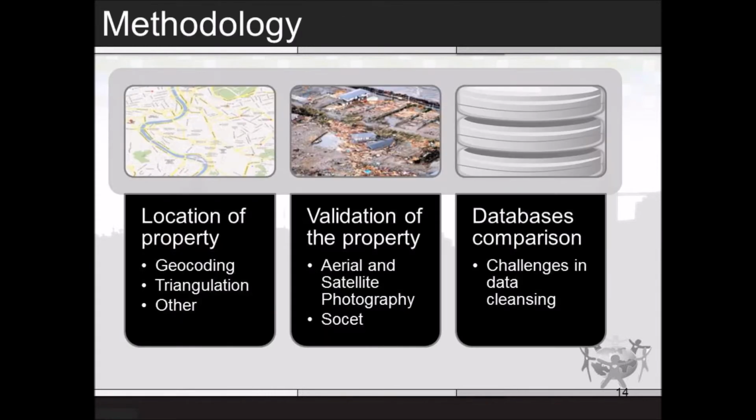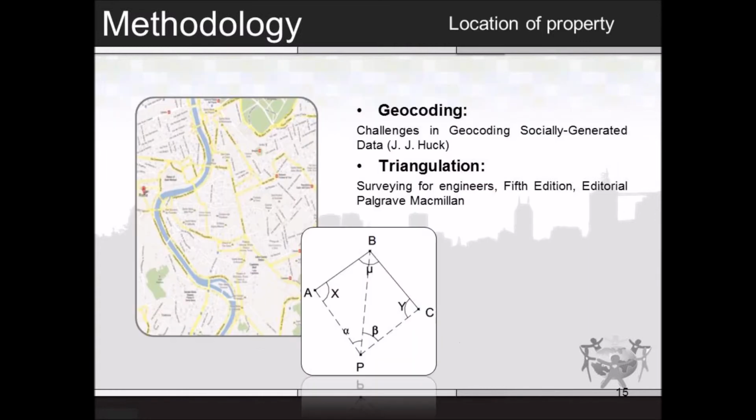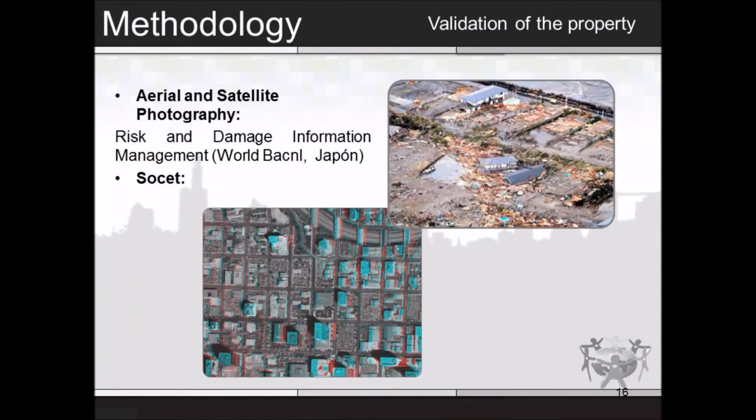The methodology followed is the application of three steps to meet the general objective based on case studies and academic papers. The first step to solve the problem is to properly identify the properties affected by the disaster. For this, I will use the addresses of affected records to locate the property by geocoding or topographic concepts such as triangulation.